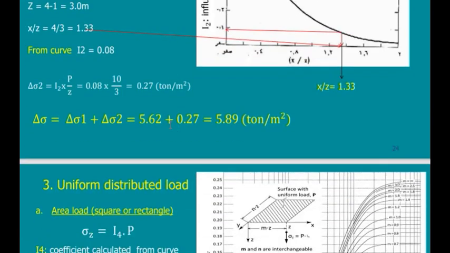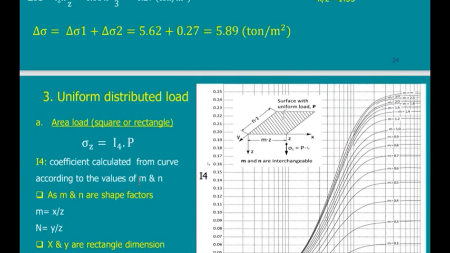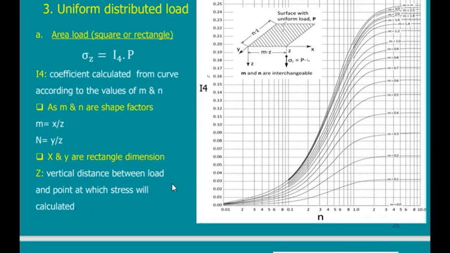The next part of the lecture will be the uniform distributed load. We said that we studied the concentrated load, we studied the line load. Next step will be, suppose you have an area, you have a footing. I have a footing here, and I need to calculate the stress due to this footing, but at a distance of, say, 10 meters to the right and 5 meters below. How can I calculate this? This we'll discuss in the next part of the lecture.